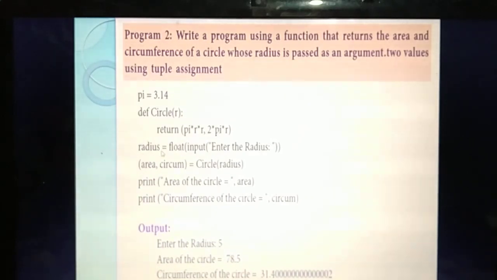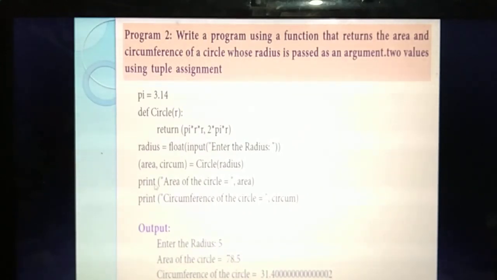Which one do you need to give as an input? Radius. So radius equal to float. Because the pi value is 3.14, entering the radius also you are giving as a float. So here you are entering the input, enter radius. Next, this function will return two values, multiple values. So you need to call the function. Inside it you are passing radius as an input parameter. This function will return two values, area as well as circumference.